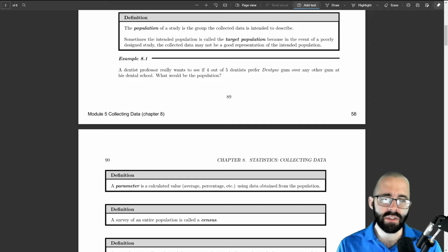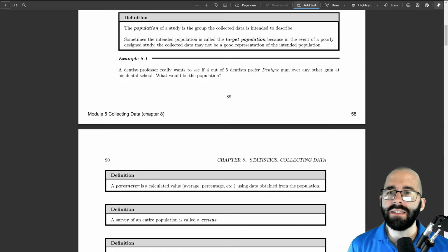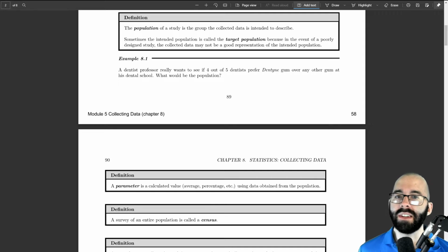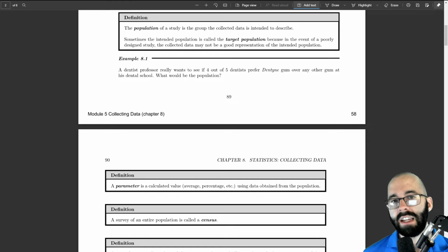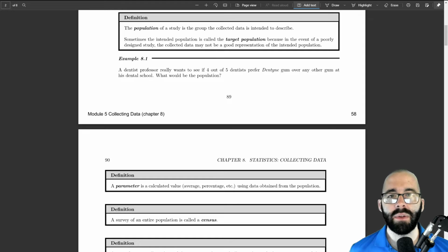And one other related definition is target population. Sometimes the intended population is called the target population because maybe there's a poorly designed study and the collected data might not be a good representation of the intended population.